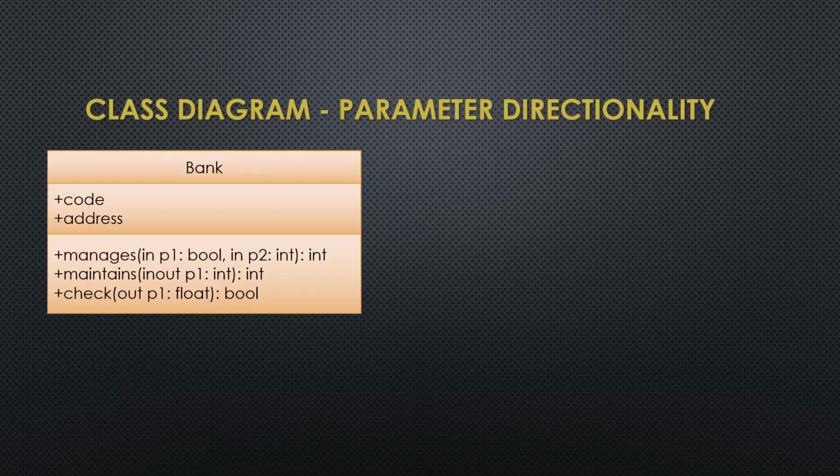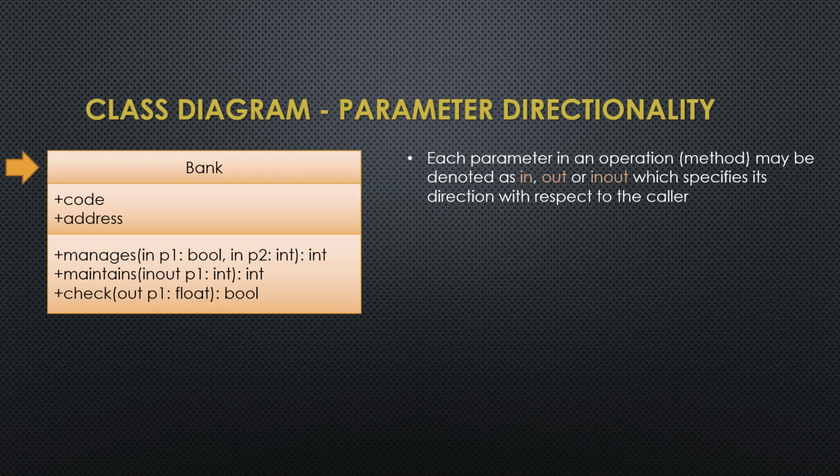Parameter directionality. Each parameter in an operation or method may be denoted as in, out, or in-out, which specifies its direction with respect to the caller. This directionality is shown before the parameter name.